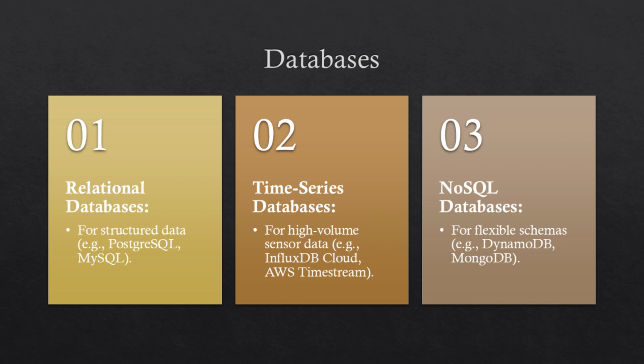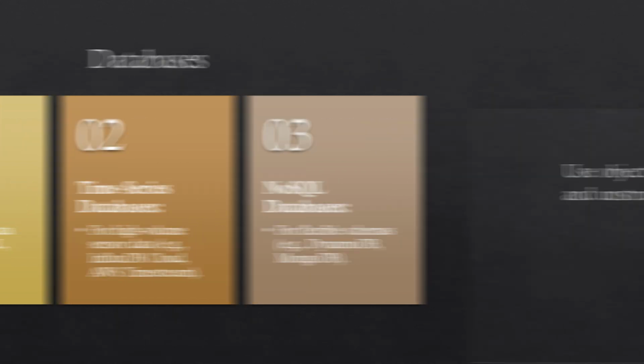NoSQL databases. Examples: DynamoDB, MongoDB. Use case: suitable for flexible schemas and unstructured data. Benefits: high scalability and performance, ability to handle large volumes of data without predefined schemas. By selecting the appropriate database type for each data category, we optimize performance and cost-effectiveness in the cloud environment.